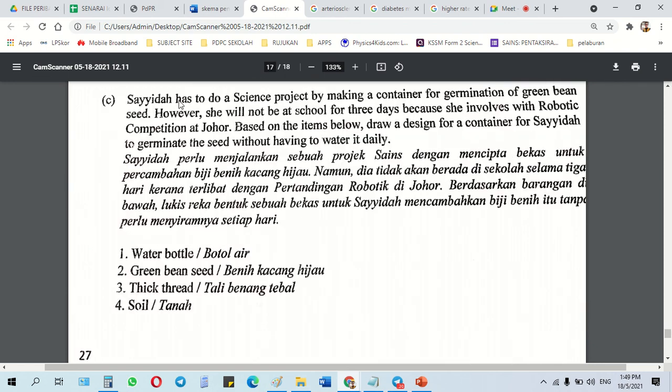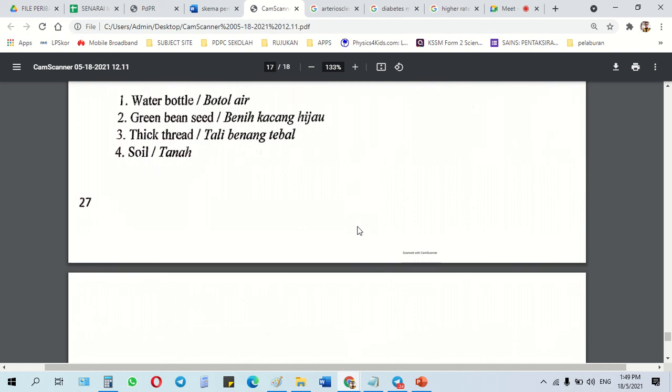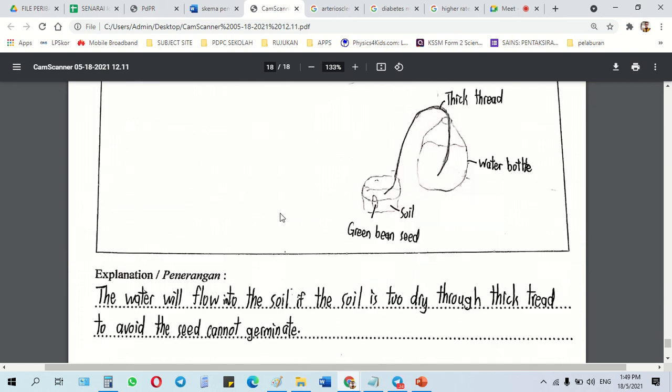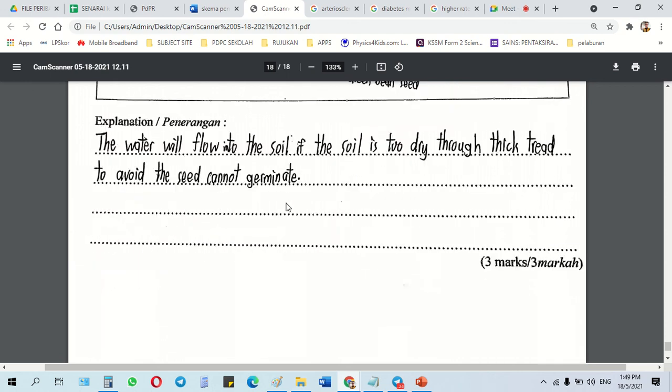Okay, last. Shaida has to do the science project by making a container for germination of green bean seed. However, she will not be at school for 3 days because she involved in robotic competition. Based on the items below, draw the design for a container of Shaida to germinate the seed without having to water it daily. Okay, so dia bagi sini water, green bean, thick thread, and then the soil. So dia minta untuk you design satu lah, and then you have to explain.